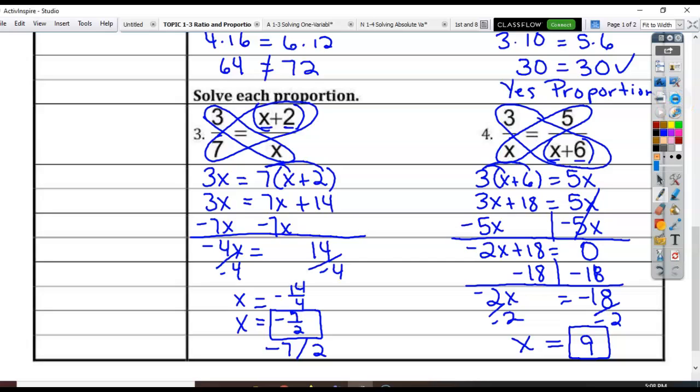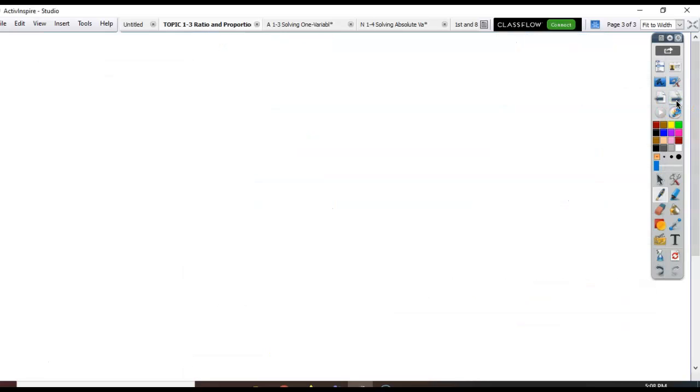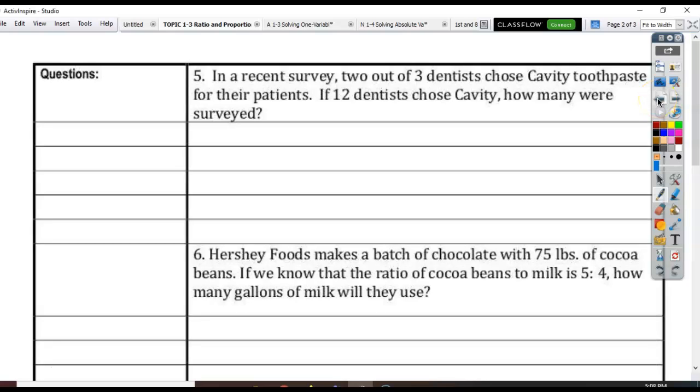Right? Let's go over here. Now we're going to talk about some word problems. All right, so in here you're going to look for a ratio. Right? And if I look, it says, in a recent survey, 2 out of 3. Okay, 2 out of 3. That's another way to write a ratio. So it's the same thing as 2 to 3 or 2 over 3. Okay, so it's the same type of thing. Out of 3 is another way to say a ratio.